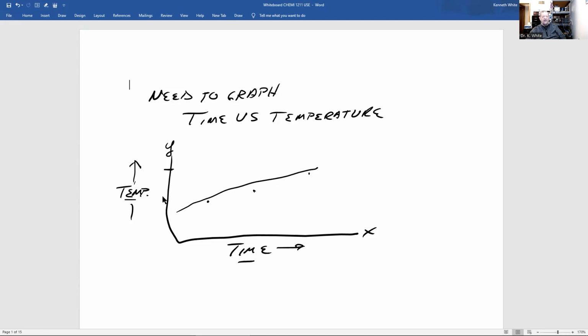And what you do is from your graph, you come out here, and here's where it intersects the line on the y-axis. Then you come down here, and here's where it intersects the x, and that will tell you the time that it would take at that new temperature.